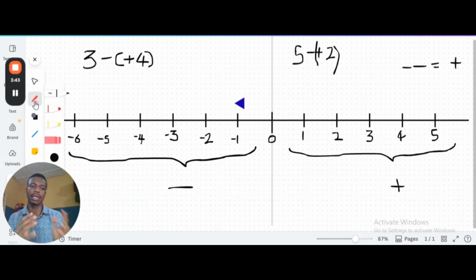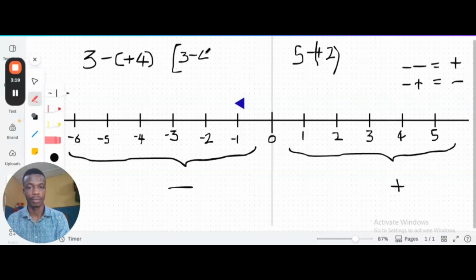And now you may have noticed another rule. The other rule is this: where you have minus and plus together, you're actually doing minus. Okay. So basically 3 minus plus 4 is the same thing as 3 minus 4. 3 minus 4, okay? And 5 minus plus 2 is the same thing as 5 minus 2. So that's basically it. Where you have minus and minus together, you're basically doing plus. Where you have minus and plus together, you're basically doing minus. When you have plus and minus together, it's the same thing.